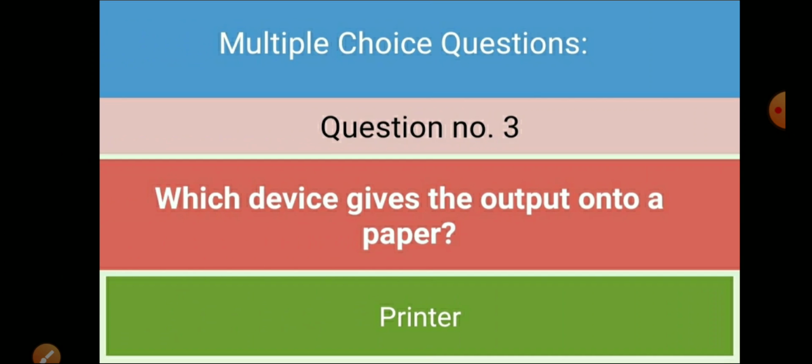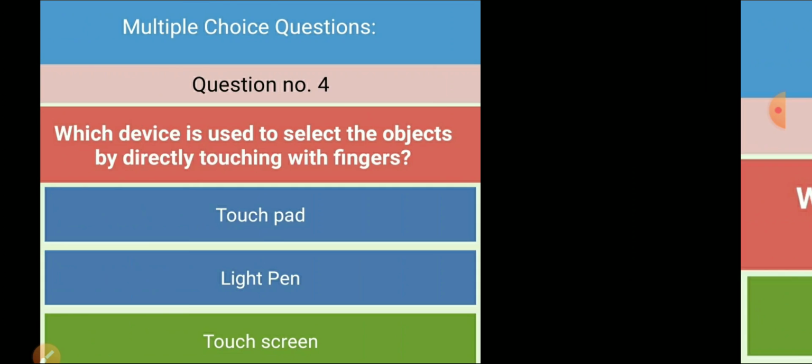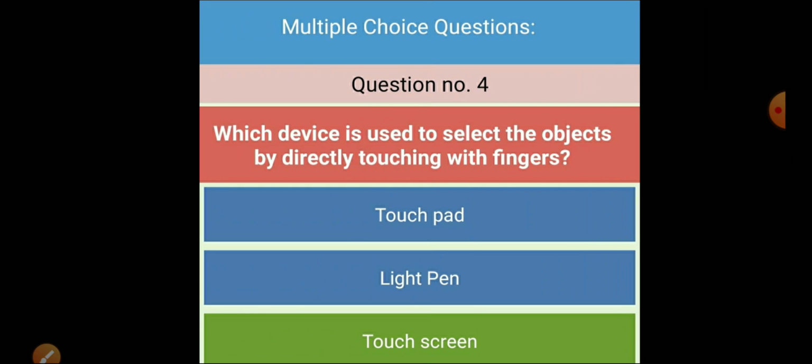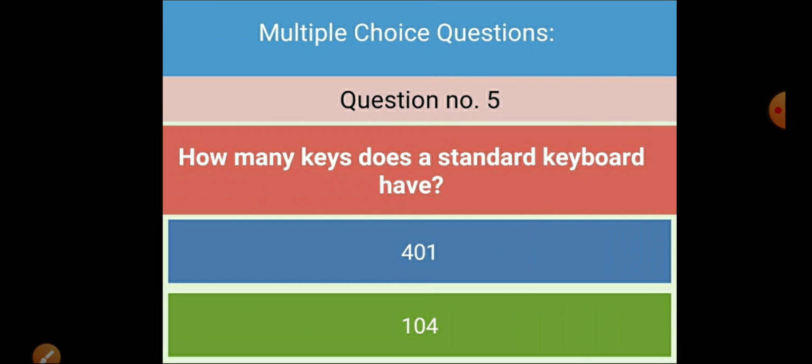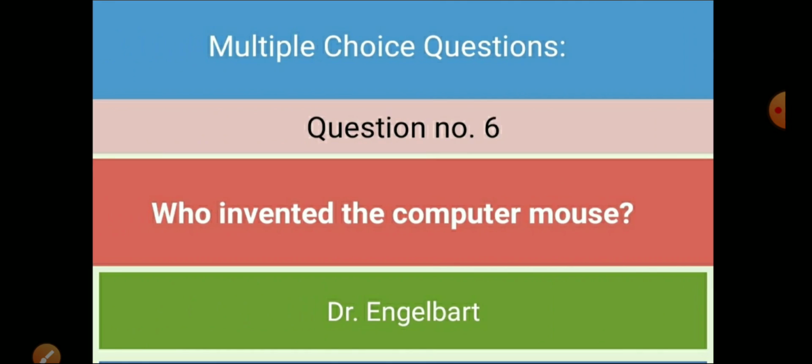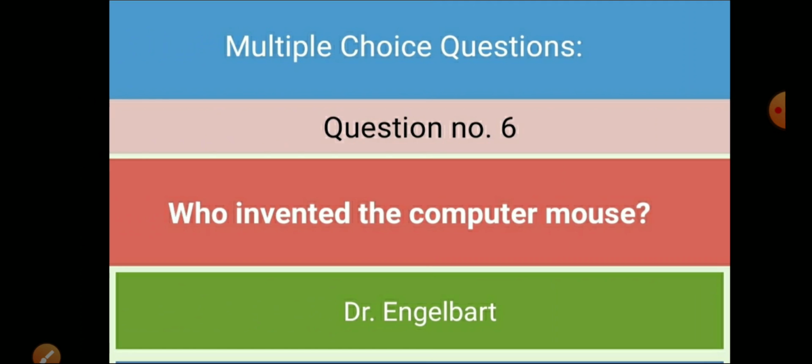Which device gives the output on the paper? Printer. Which device is used to select the object by directly touching with the finger? Touch screen. How many keys does a standard keyboard has? 104. Who invented the computer mouse? Dr. Engelbart.